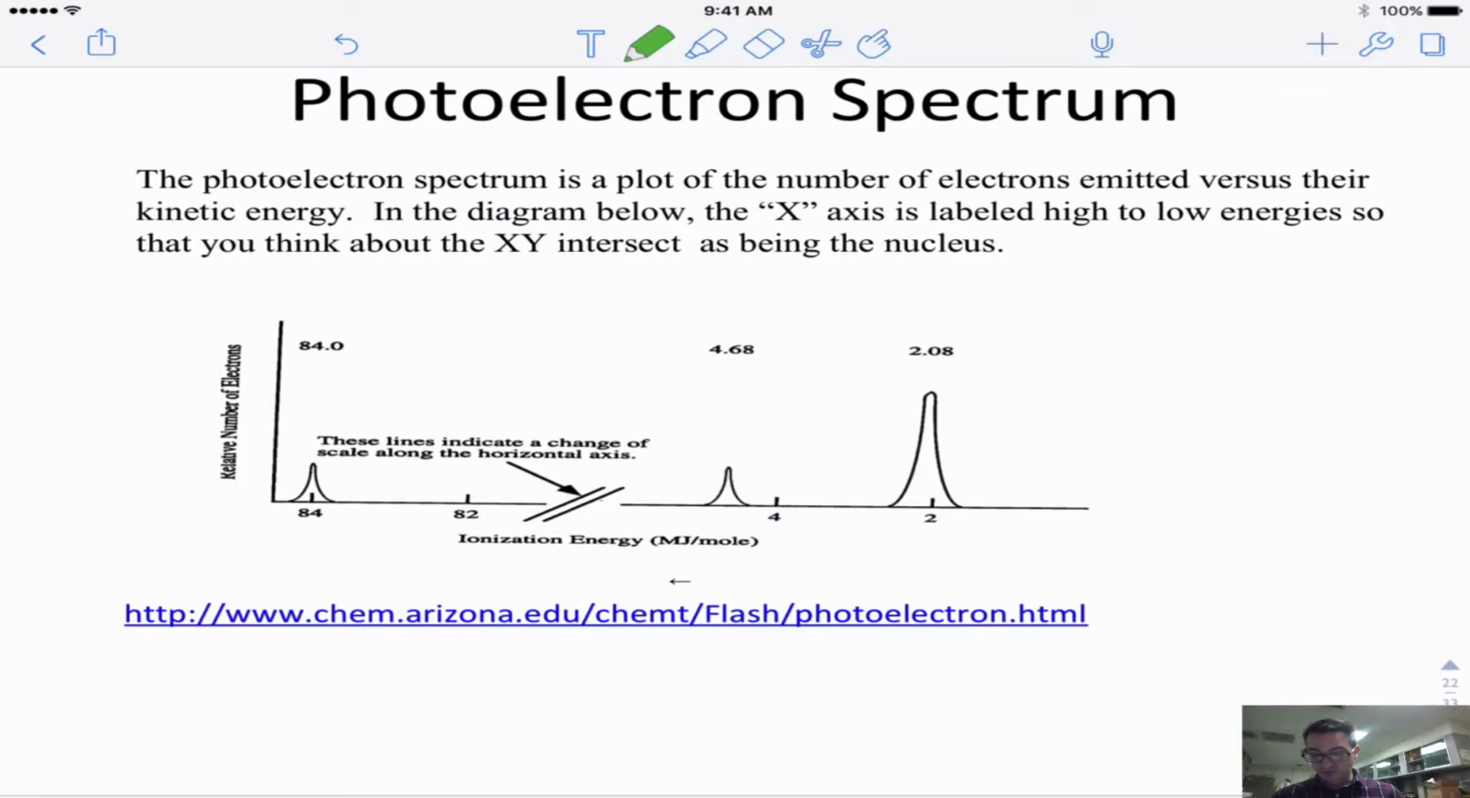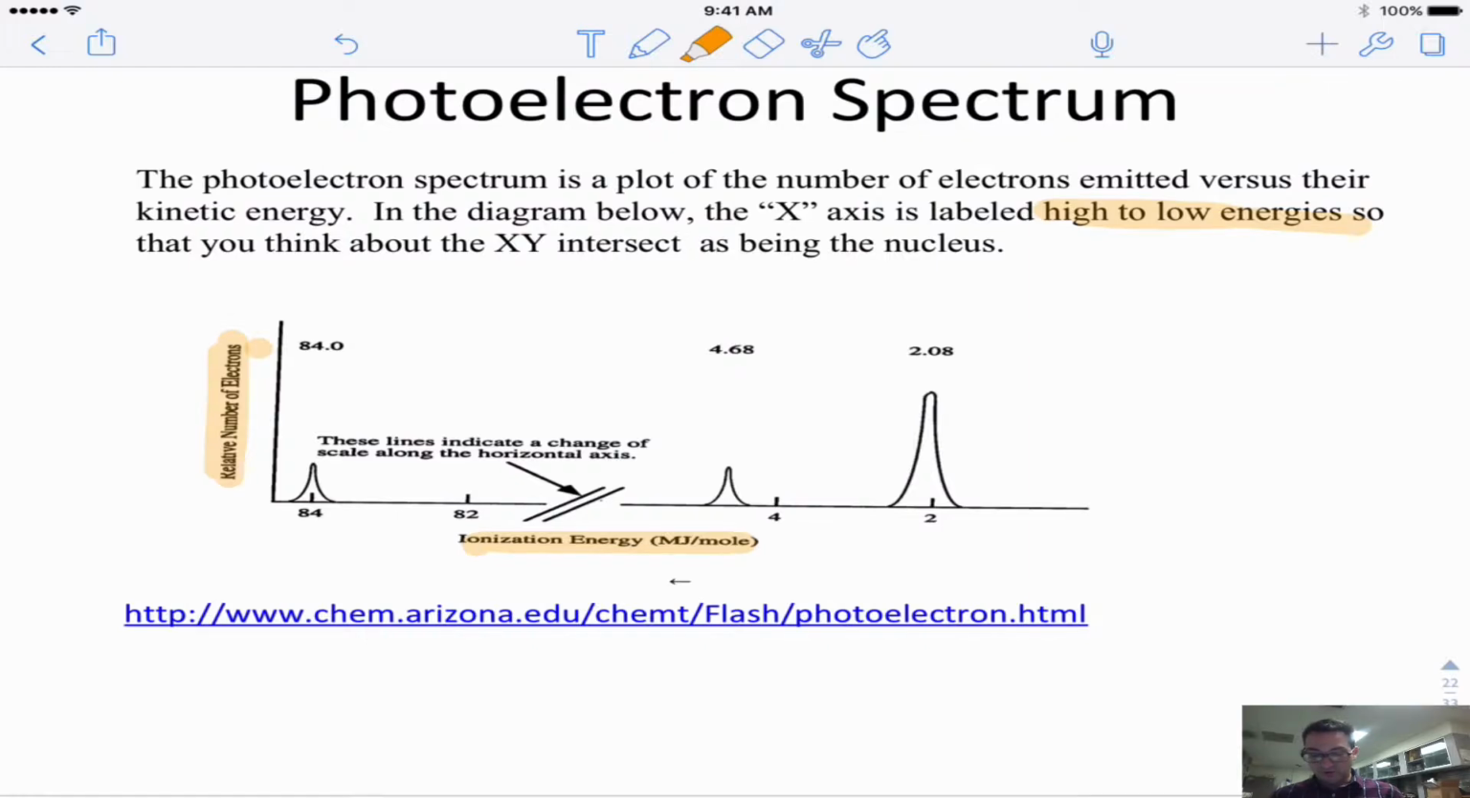Here is a photoelectron spectrum for a particular element. What I see here is the relative number of electrons, and then this is their ionization energy. Notice the units: it's megajoules per mole, not kilojoules, it's megajoules per mole. So the values are smaller. Now, the scale for the x-axis is actually backwards, it's high to low.